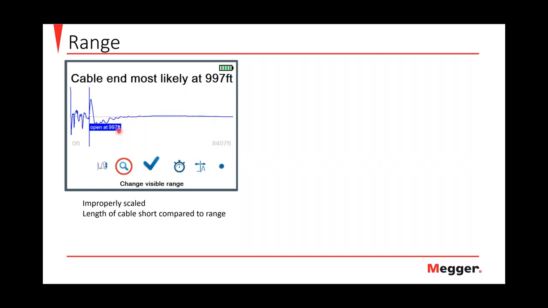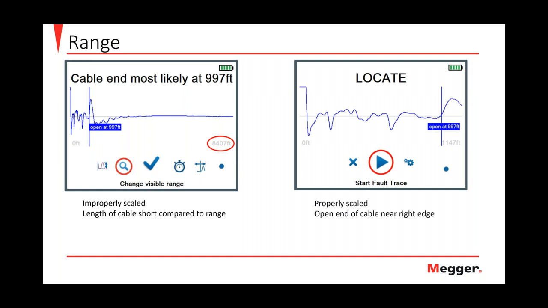We can see that the end of the cable, the machine has identified it at 997 feet. However, our cable range here is 8,407 feet. Obviously, we would want to change that because it will make the trace easier to see. So here it is properly scaled. Now our visible range is 1,147 feet, and this is much easier to see. It's much easier to identify some of these signatures.